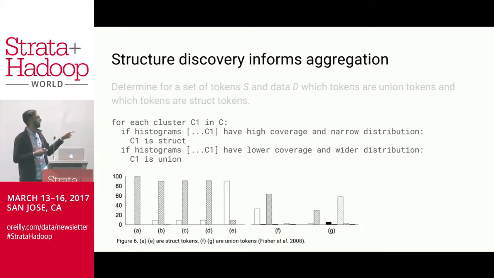So in this figure, you can see that A through E are structure tokens. They all have high coverage and narrower distribution. And F and G are union tokens. So they have lower coverage and they have wider distributions.